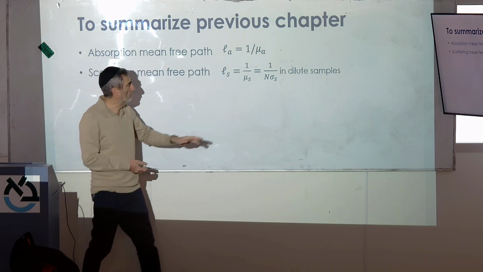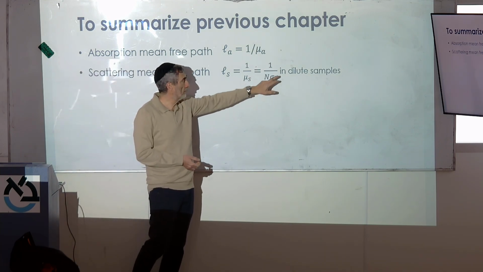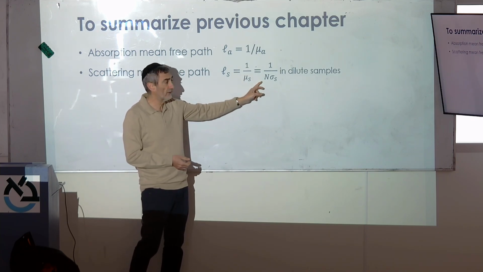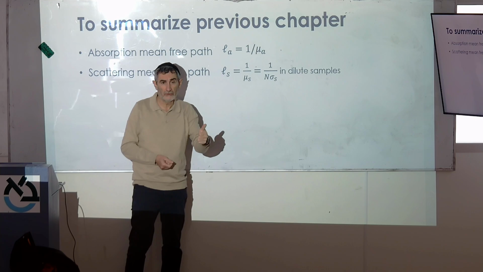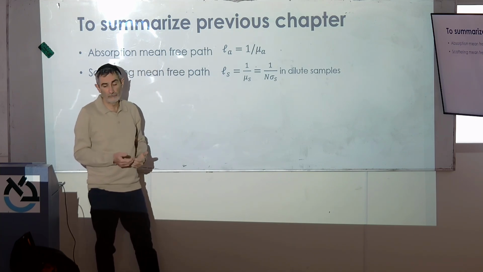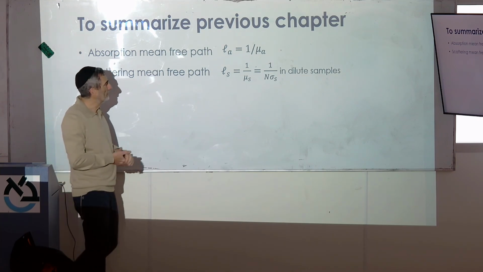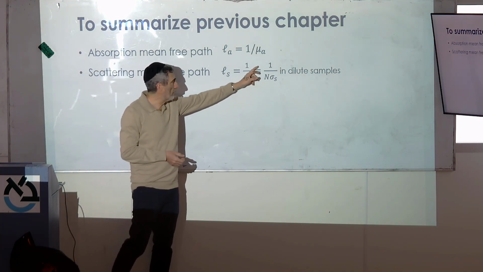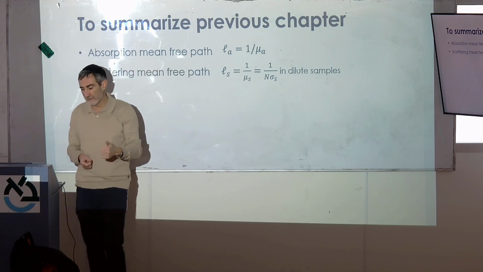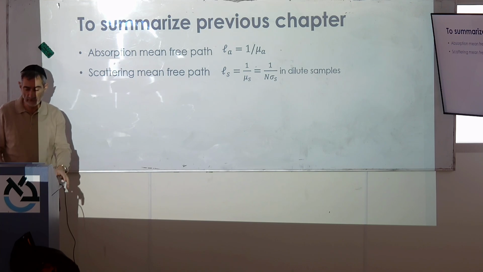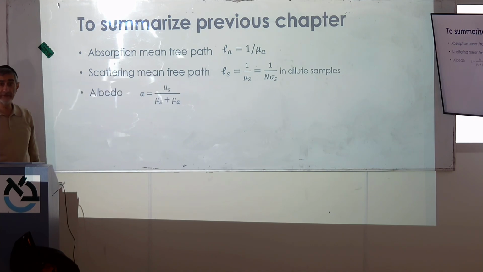And there is a simple expression in the case where you have a dilute sample, which is 1 over n, the density of scatterers, times the cross-section of one scatterer. So in the case of a dilute sample where the scatterers are far from each other, you can approximate the scattering mean free path by 1 over density times the scattering cross-section of one scatterer. So the total scattering is n times the scattering of each scatterer. If you remember, we talked about the albedo also last time.